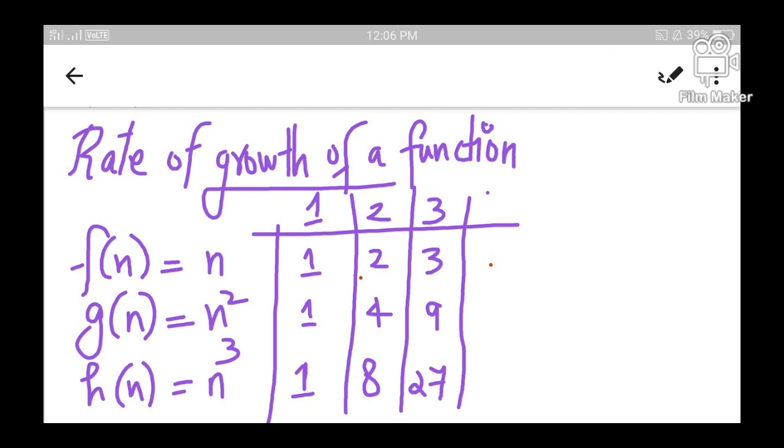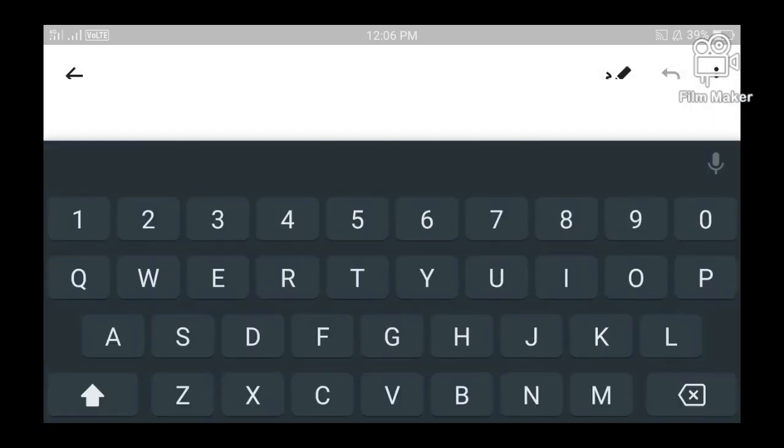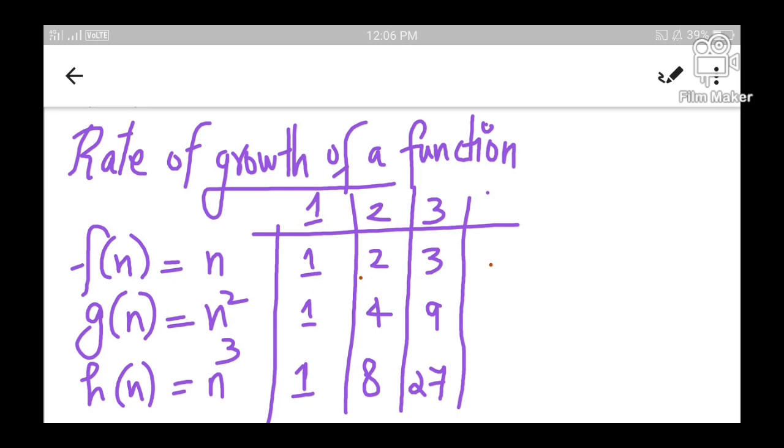From this, we can say that the function f of n is a linear function because the value of f of n is such that the power of n is always 1. But when we consider the equation for g of n, which is equated to n square, the highest power of n in the equation of g of n is 2. Since the power of n is 2, g of n is a quadratic function. What about h of n? In h of n, the highest power of n is 3. So it is a cubic function.